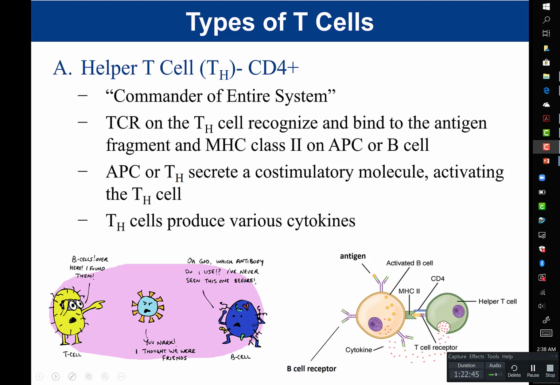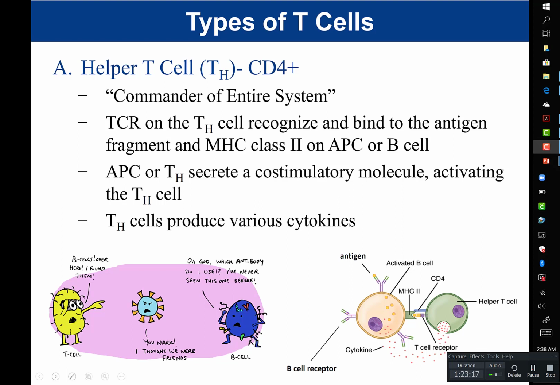So we're going to talk about types of T cells. So the first T cell that we're going to talk about is going to be the helper T cell. So our T helper cell. So it's written with a T subscript H. T helper cells, again, are going to contain CD4. So they're what we call CD4 positive. And our helper T cells are our commanders of the entire system. These are the commanders of the army. They're telling all the other immune cells what to do.